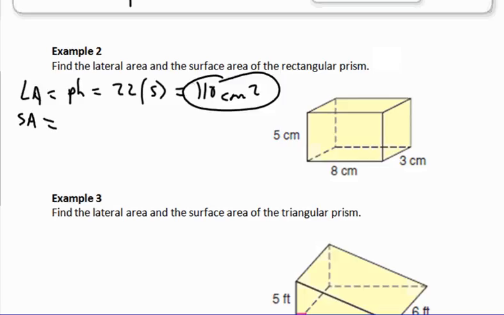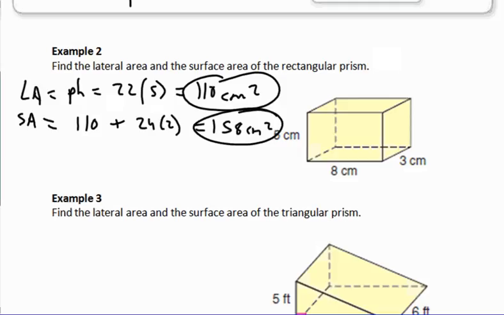Now, the surface area would be that 110 plus the area of the base twice. So 8 times 3 would be 24. I'll multiply that by 2 because there are 2 areas of the base. 110 plus 48 would be 158 centimeters squared.